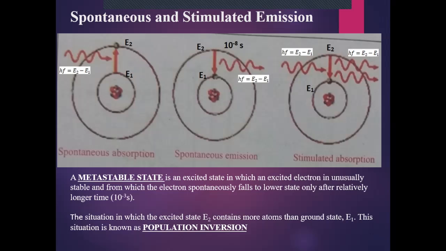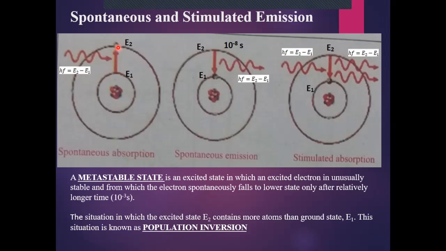First of all, the spontaneous absorption. If an electron is in its ground state E1 and a photon of energy equal to E2 minus E1 falls on it, the electron absorbs this energy and jumps to higher energy level E2. This phenomenon is known as induced absorption or spontaneous absorption.